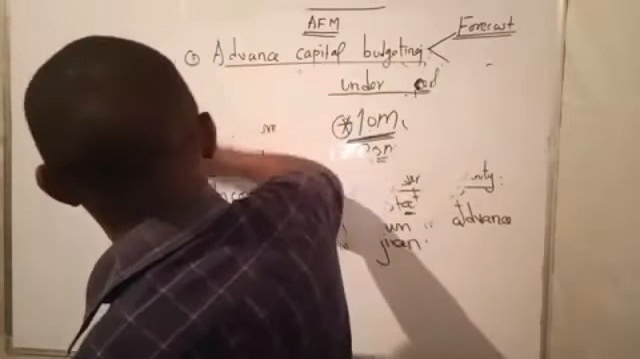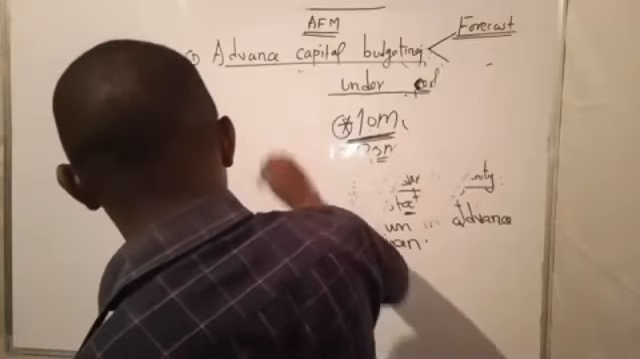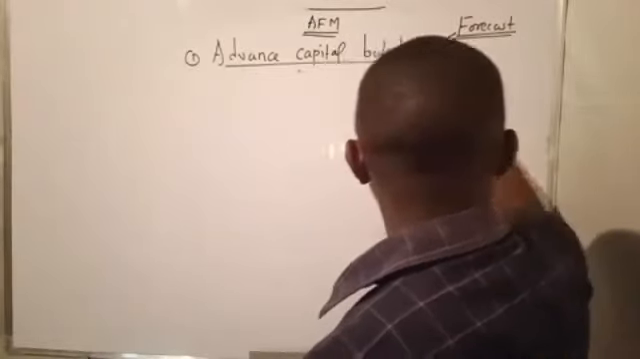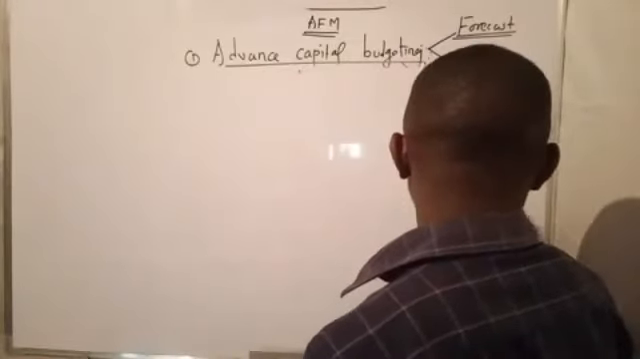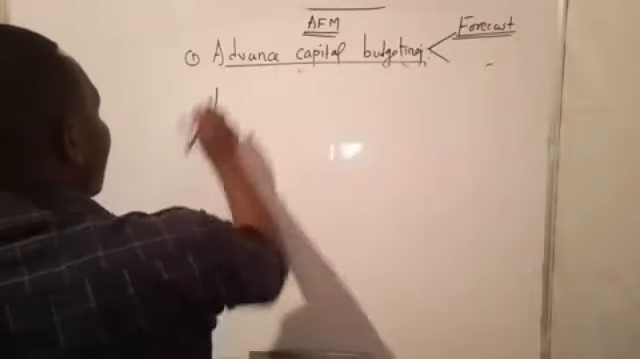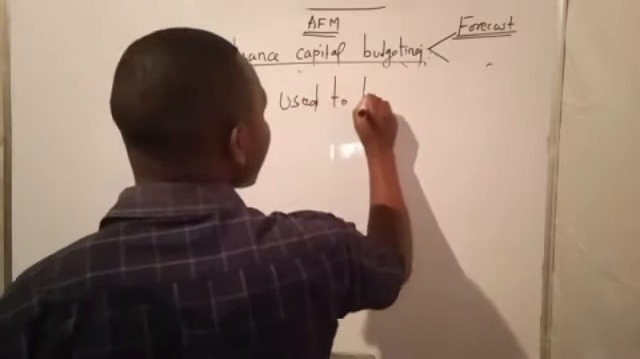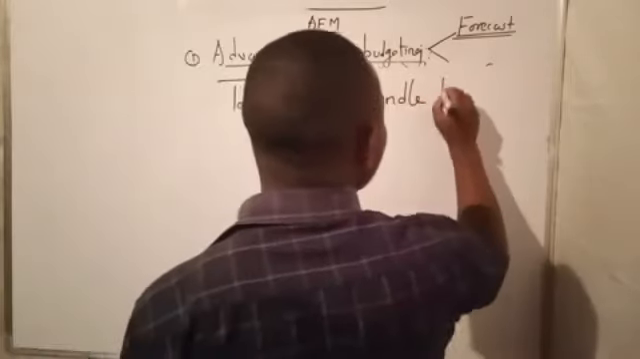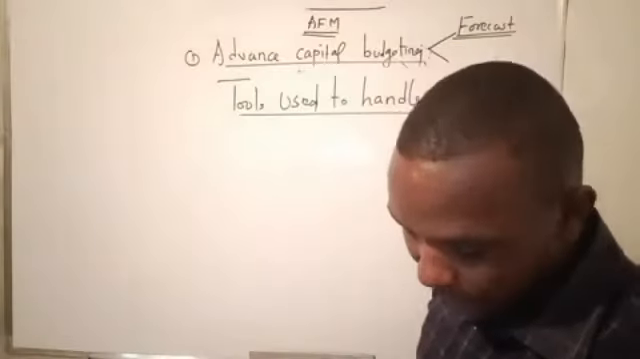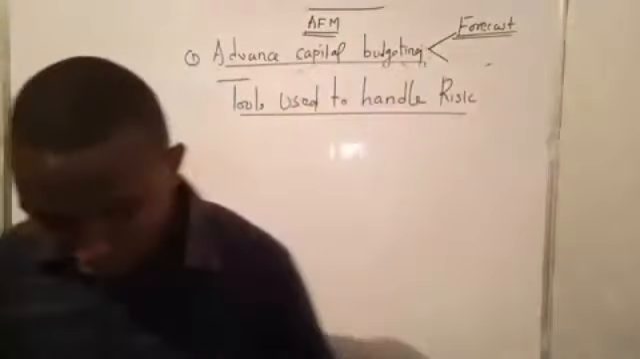The tools that we use to calculate risk, or to evaluate risk. In quantitative analysis and financial management, that was under intermediate level. I think you have covered it. So there are tools used to measure risk, then tools used to handle risk. So what are these methods we are using to measure the risk? Then we have several tools for handling the risk.